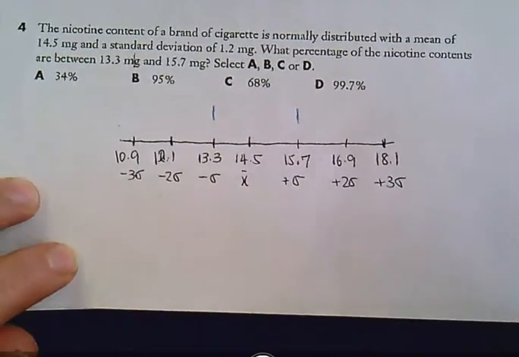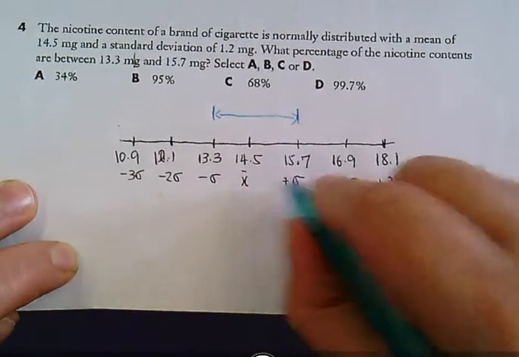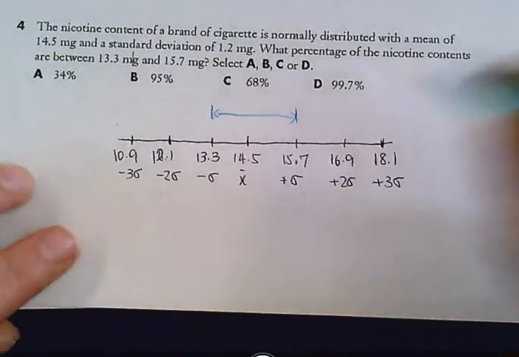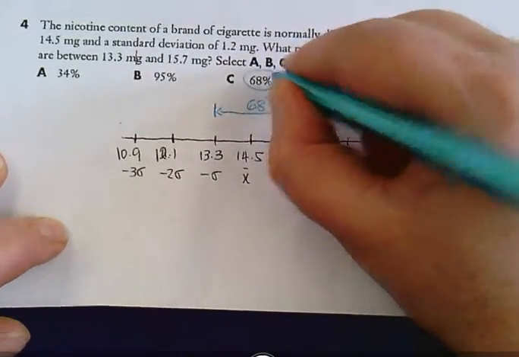Oh, this one's nice and easy. Got it? That's between minus 1 to plus 1 standard deviations. That's straight from the textbook. 68. Okay?